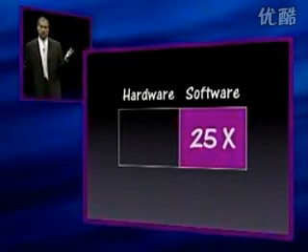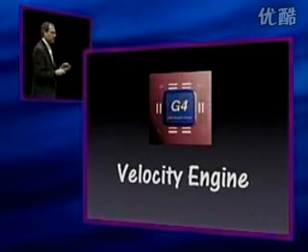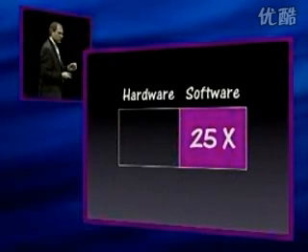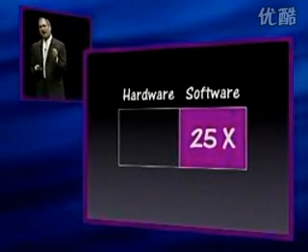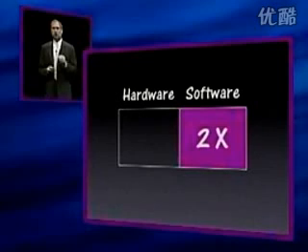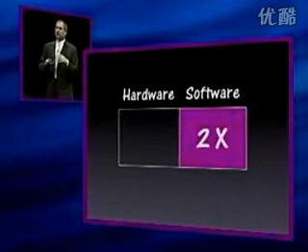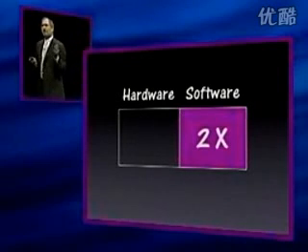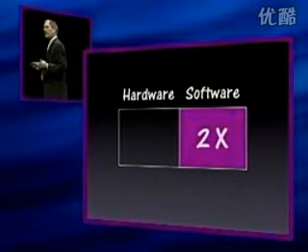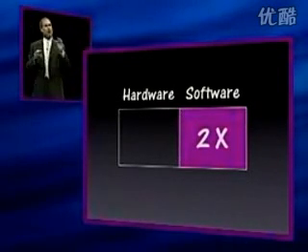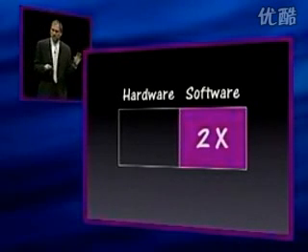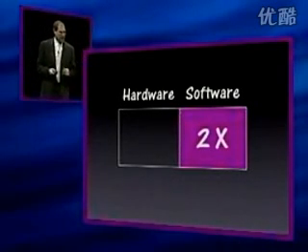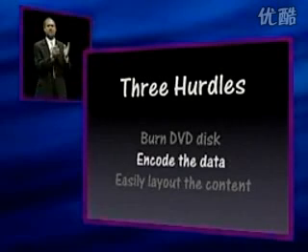That's too long. Well, we had a technical breakthrough. We sent off a team of some of our scientists, and using the Velocity Engine in the G4, they have been able to reduce this 25x software compression down to 2x. And so to compress 30 minutes of video takes an hour. To compress an hour takes 2 hours. And the quality is fantastic. It's really good quality. And so we have solved encoding the data.